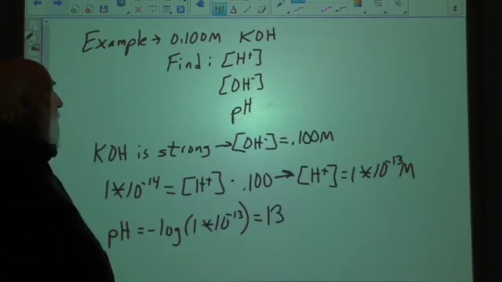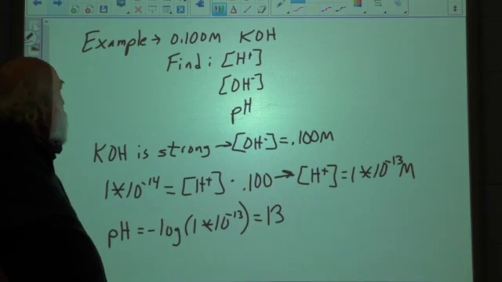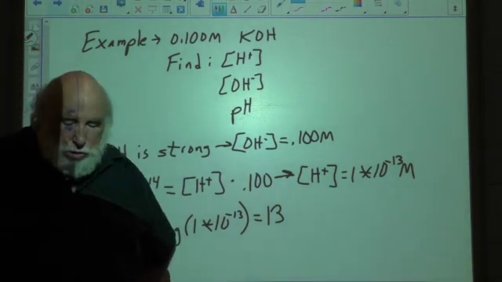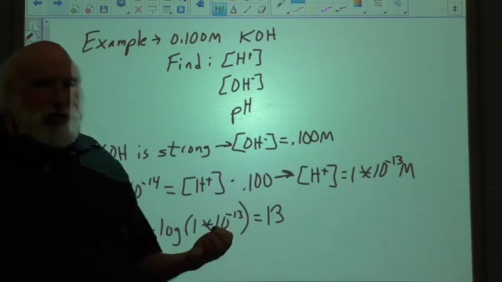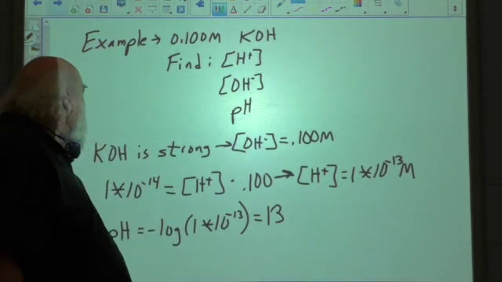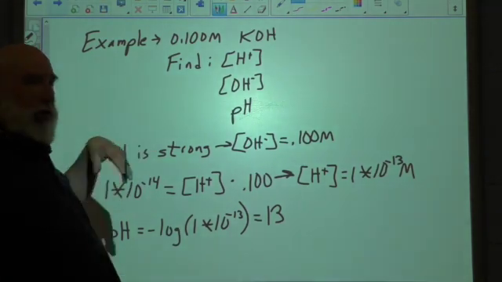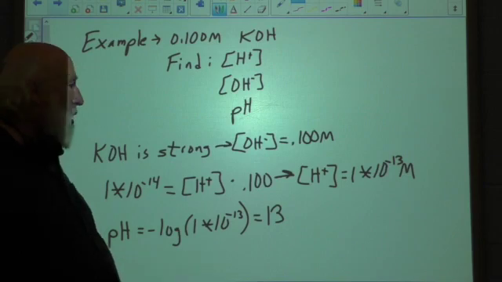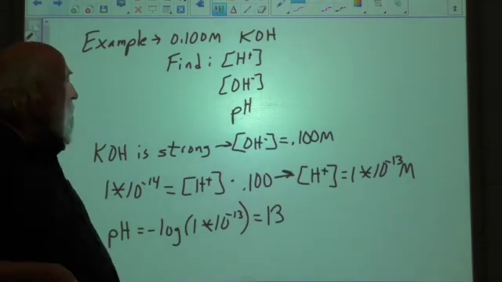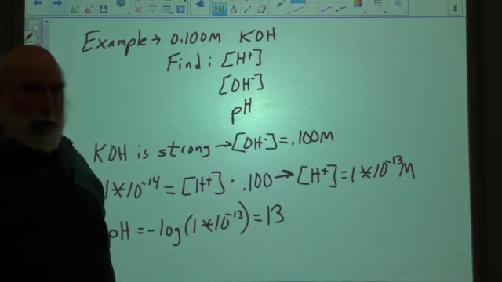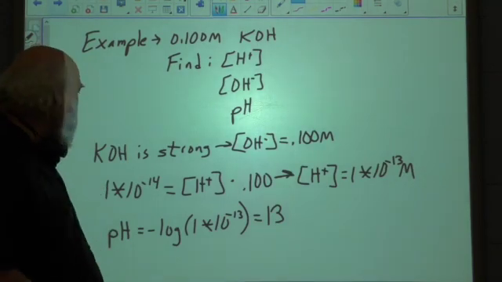Alright, so let's take an example that I gave you in the script. We have a 0.100 molar KOH solution. We want to know what is the concentration of hydrogen, hydroxide, and the pH. All three of them. So, KOH is one of the strong bases, so it breaks down completely. We don't have to write out the dissolving reaction like we talked about before. We just put down 0.100 molar.